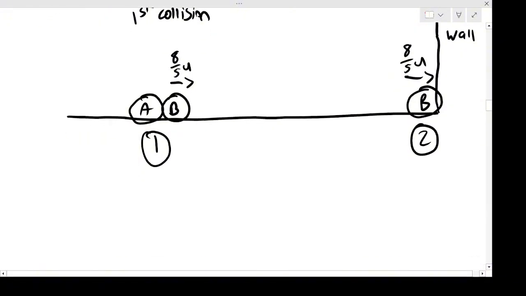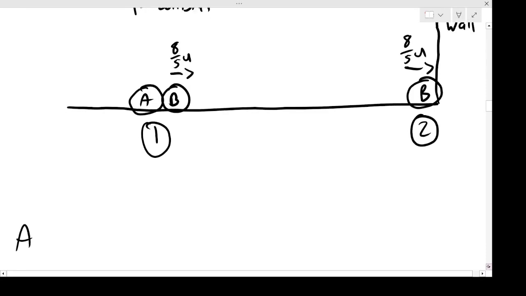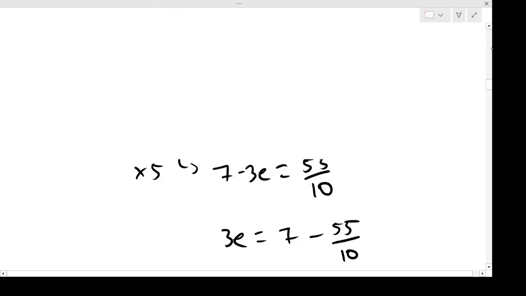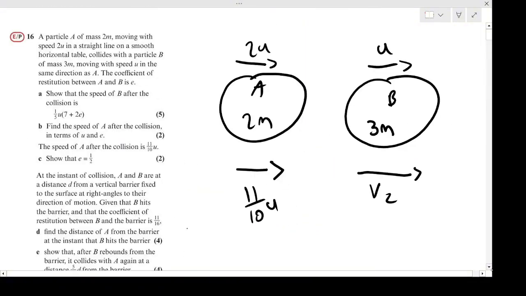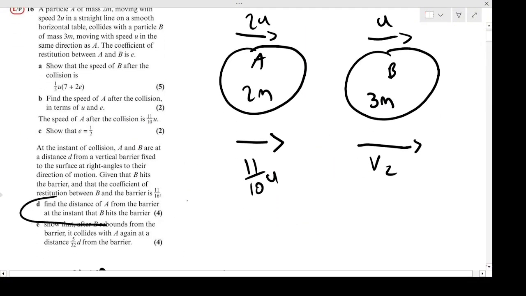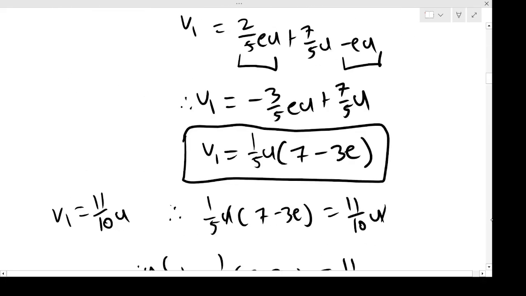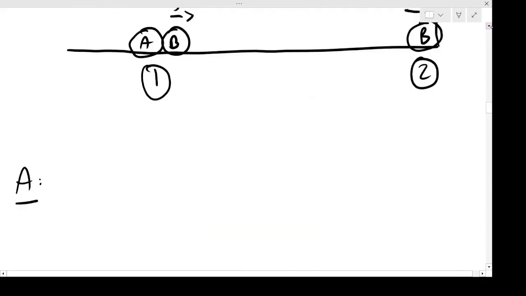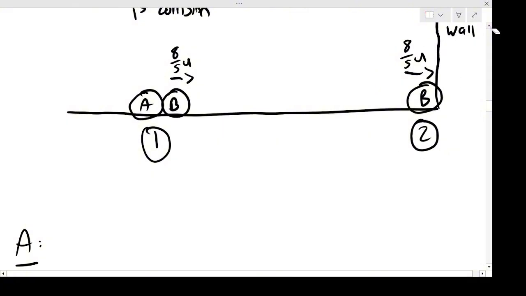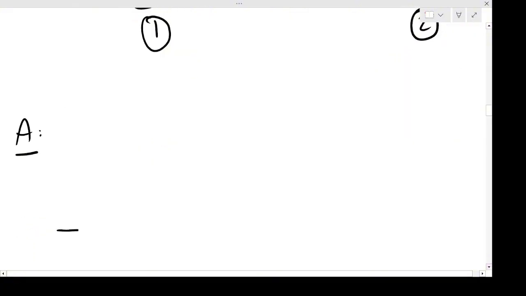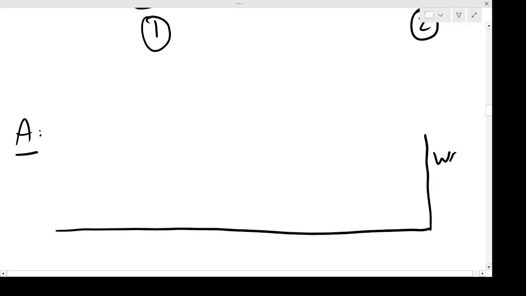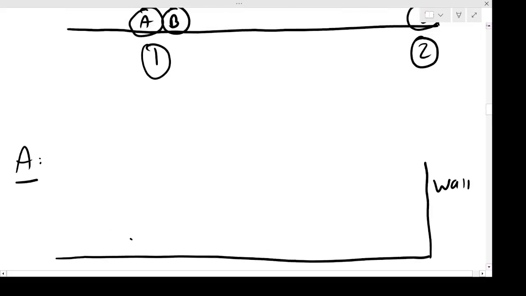Then I'm going to consider A. For A, what it wants me to work out firstly is the distance of A from the wall at the instant that B hits the wall. So we want to find basically where is A when B hits the wall. Point 2 is where B hits the wall. So if I draw the motion for A, again a very similar diagram, A is going to start at the same point after the collision.